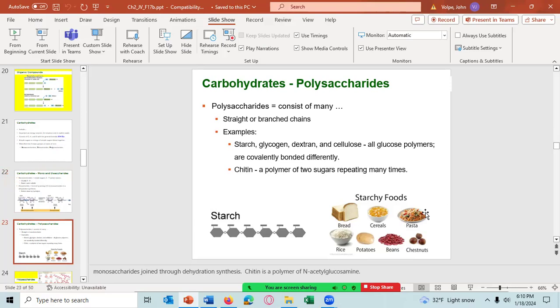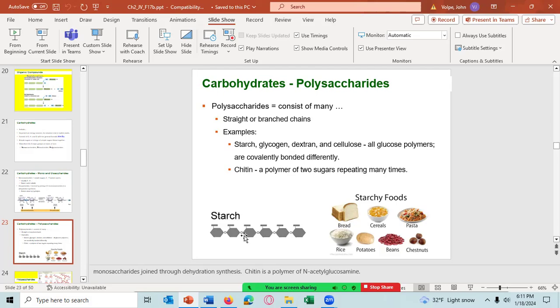I already mentioned polysaccharides consist of many monosaccharides, many monomers. They can be straight or chained molecules. Starch is mostly, not entirely, but mostly simply glucose hooked together one after another in a linear simple chain. Although this can be a very long chain, that's what starch is. Starch can be branched, but it doesn't branch very often, and mostly it's non-branched like this.